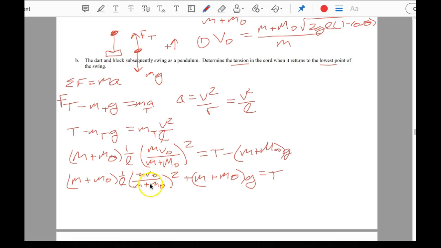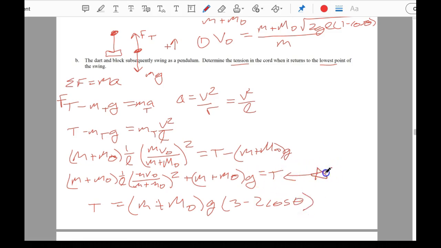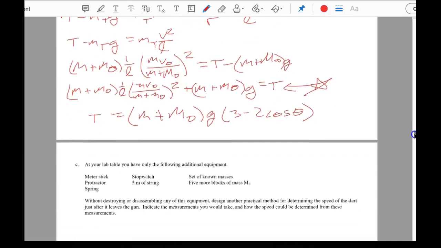But if you want to, in the end, you're going to end up with T is equal to M plus big M O times G, and then this would be 3 minus 2 cosine of the angle. I will tell you, they will take this, because you have solved it for T. You don't have to simplify it. Makes it easier to grade, but in the end, they would take this. So that's disappointing, I know.